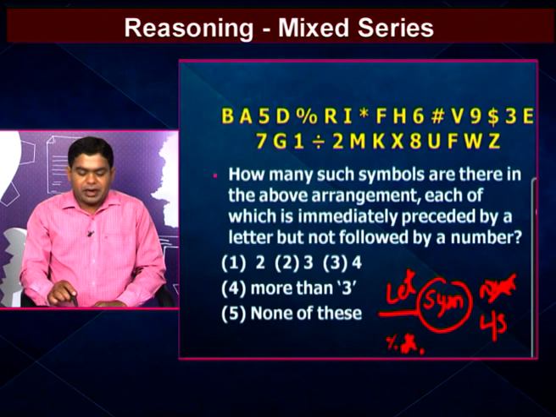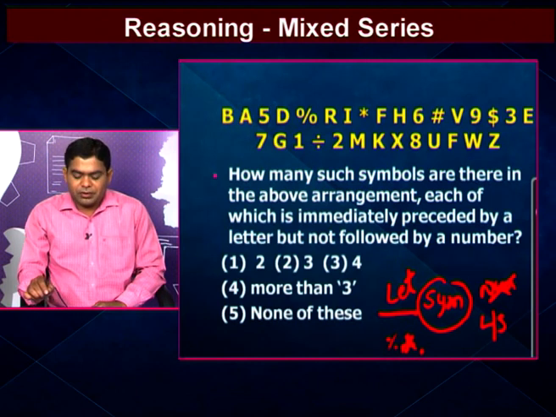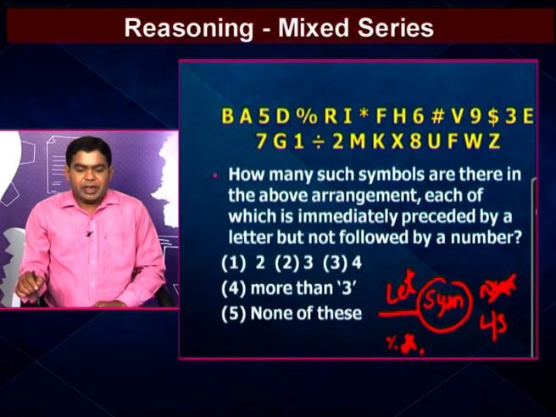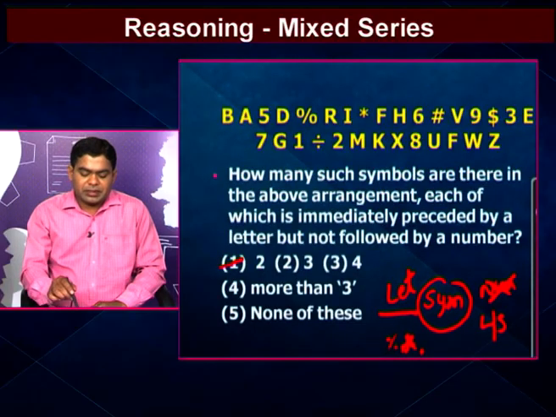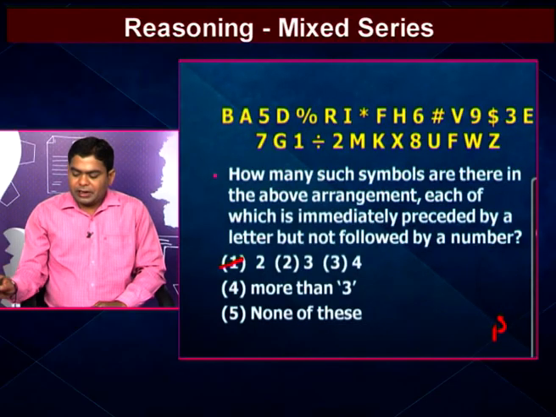So according to our options, the first option is 2, the second option is 3, the third option is 4, the fourth option is more than 3, and the fifth option is none of these. So here only two symbols satisfy the given condition. That means option 1 is our answer. We go to the next question.